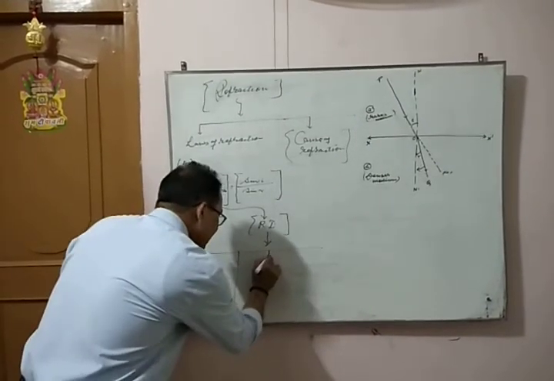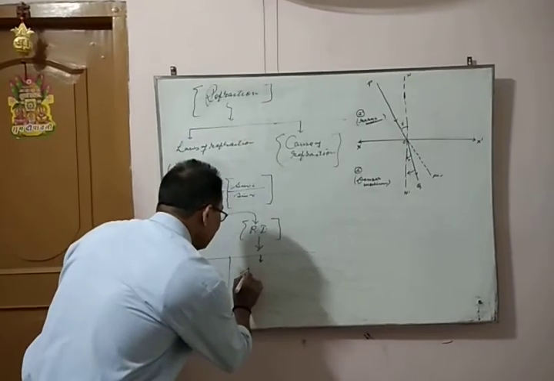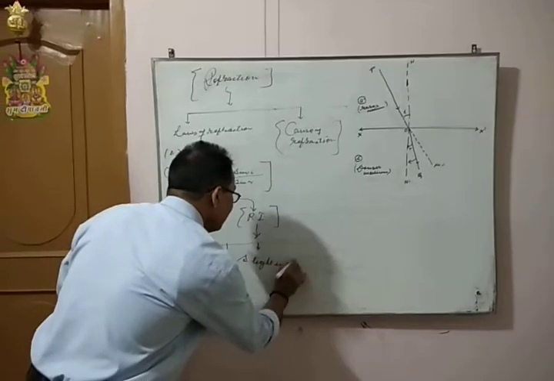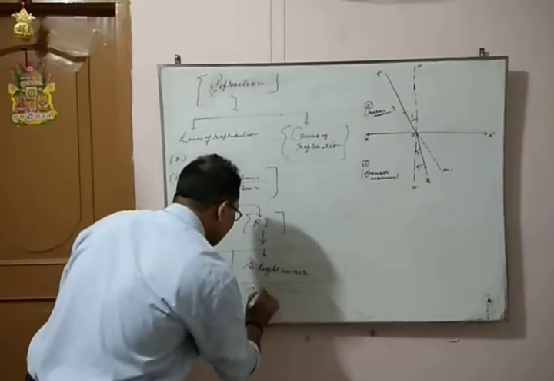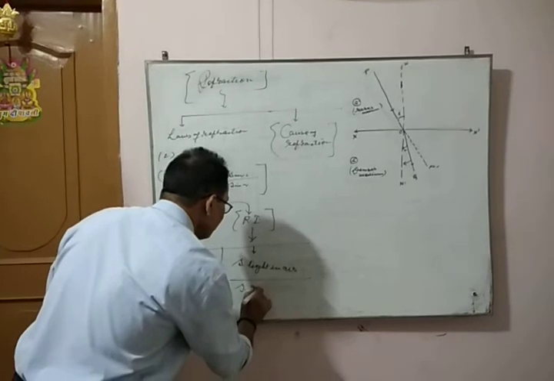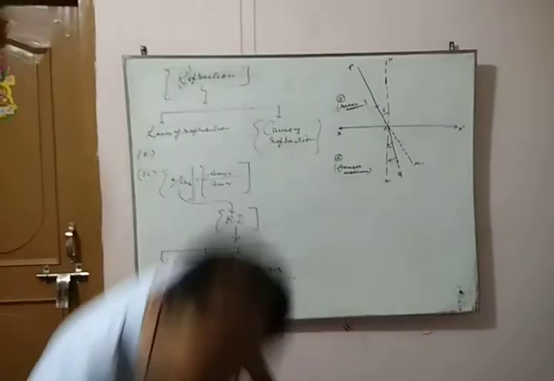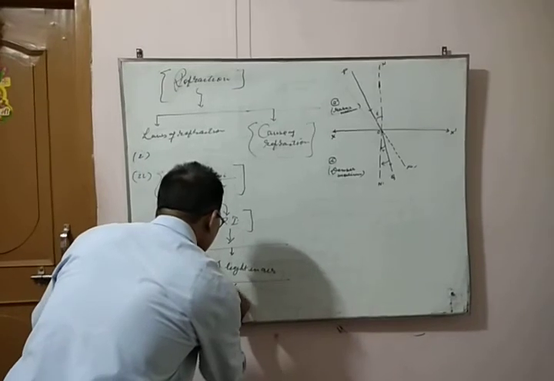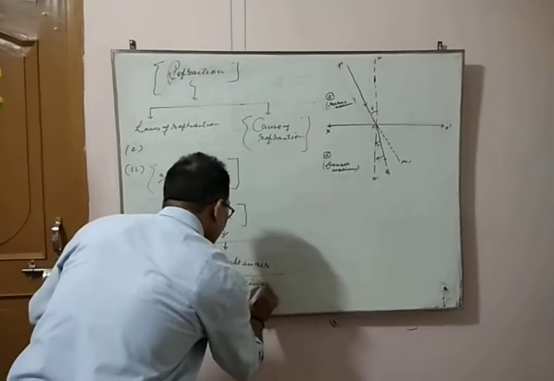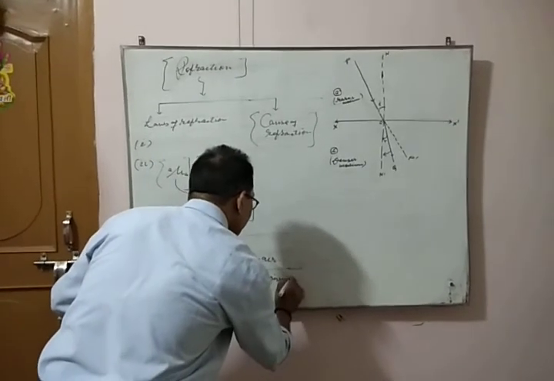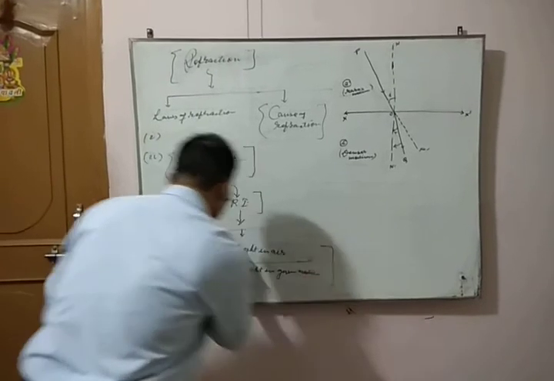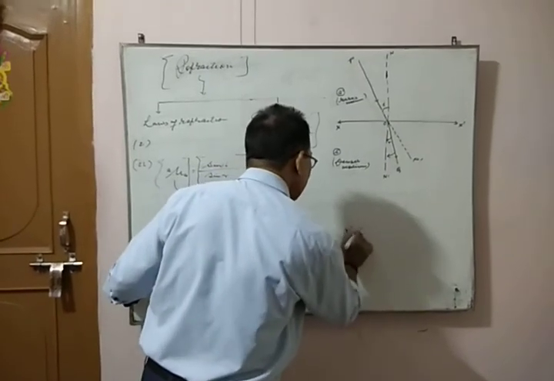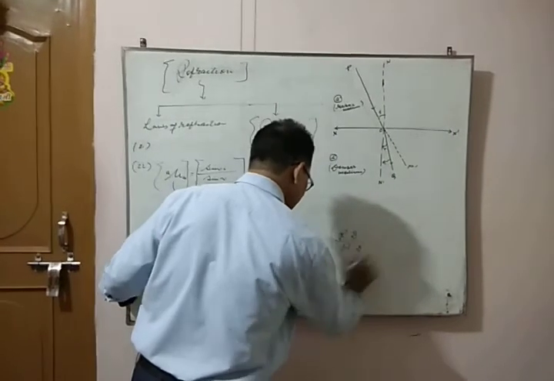Second, with respect to the speed of the light: the speed of the light in air to the speed of the light in a given medium. And third, real depth by apparent depth. About this definition we will discuss later on.